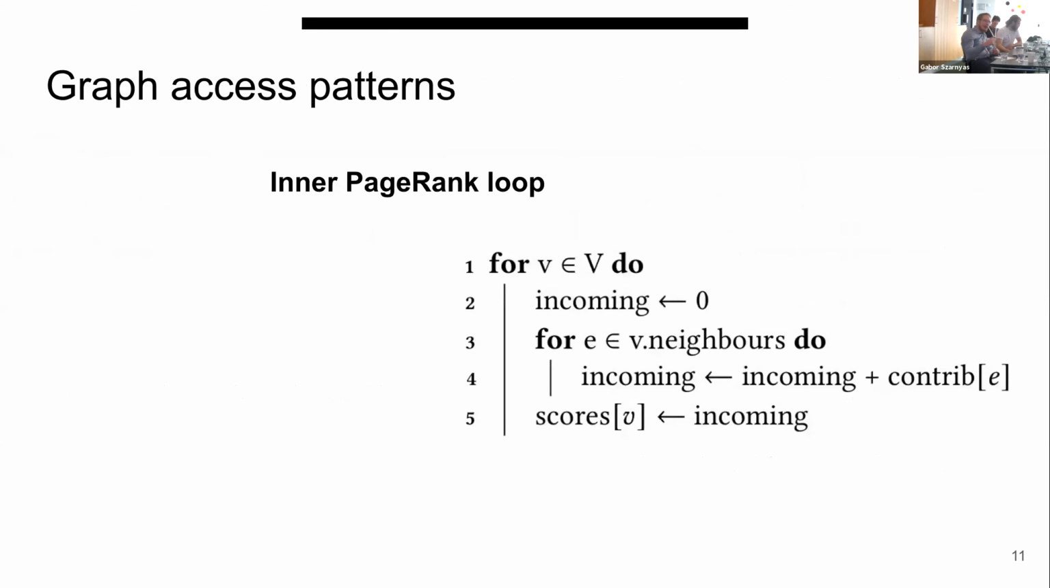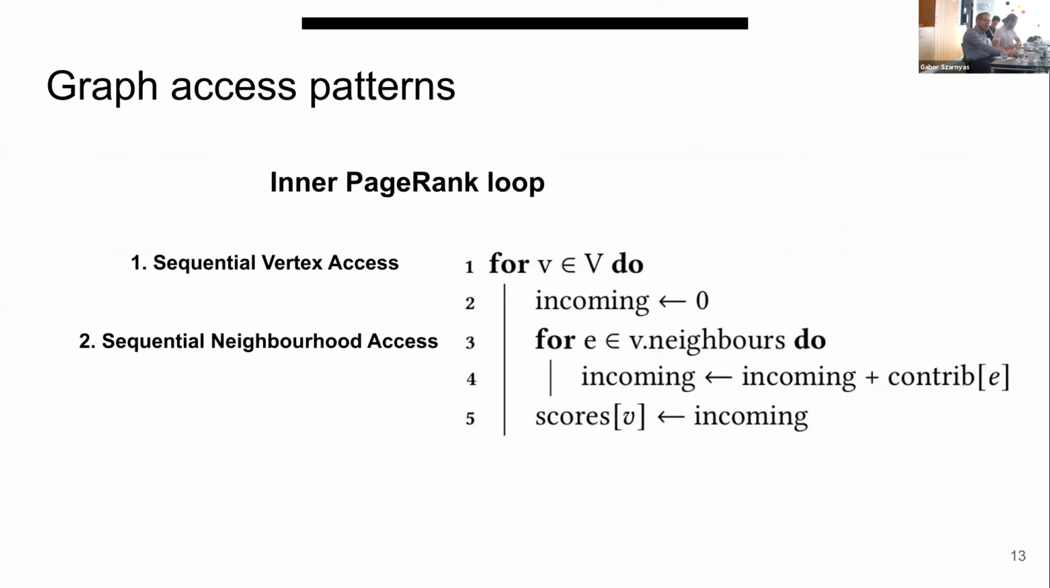Then we get to graph access patterns, and here we are looking at the example of an inner PageRank loop, and we will see three different access patterns based on that. The first one is sequential vertex access: we access all neighborhoods in the order of the vertices. The second one is sequential neighborhood access: we access all edges in the order of the edges within the neighborhood. And then we come to random algorithm-specific access, where we access, for example, the contribution array at the offset of the edge. There's a fourth one, which we can't see in a PageRank loop, but in traversals we see it often: random vertex access.